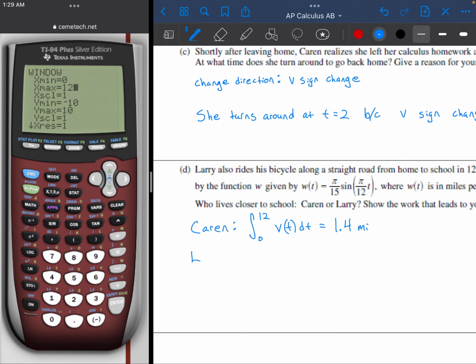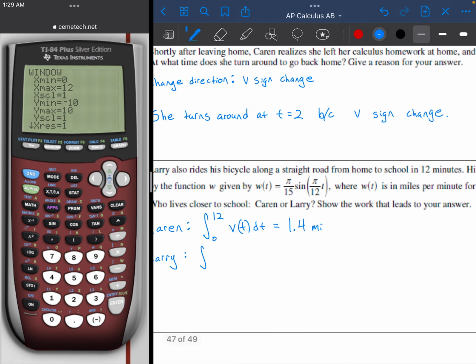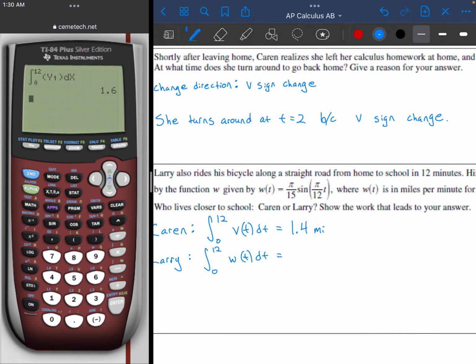But for Larry, the only way we can find Larry is by doing the integral from 0 to 12, is it? Yeah, so it's still between 0 and 12, of that lowercase w of t dt. And that's why we need the calculator. So I'm going to get rid of this. Math 9, between 0 and 12 of our vars, right, enter, enter, with respect to x. And Larry, how far away do you, oh, exactly 1.6. Okay, I thought it was going to be like some weird decimal, but there you go, 1.6 miles.